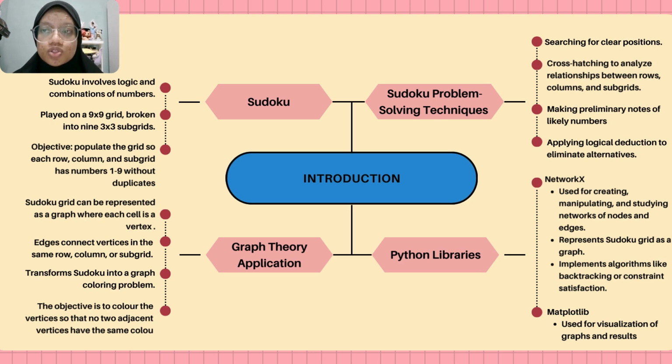Next is transforming Sudoku into graph coloring, which treats Sudoku as a problem of assigning colors to the graph. Within this structure, every individual unit within the Sudoku grid is considered a vertex. Connections are established between vertices that are part of the same row, column, and subgrid. The colors are assigned to digits 1 to 9, and the objective is to color the vertices so that no two adjacent vertices have the same color.